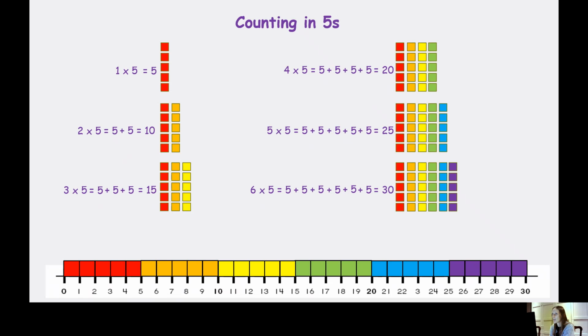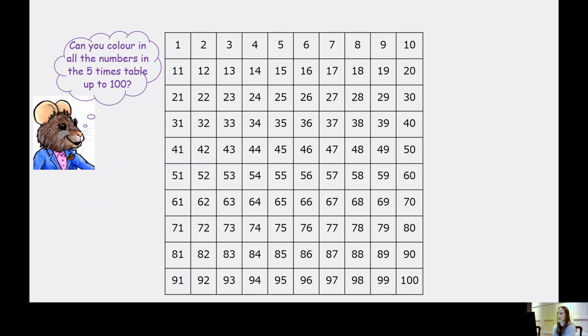Okay, so I've got a little bit of a challenge for you now, or rather Maureen has. I wonder, can you colour in all the numbers that are in the 5 times table all the way up to 100? So I've got my number grid here. Don't worry if you haven't got one. You could just write the numbers down on a piece of paper that you think are in the 5 times table. It will work just as well.